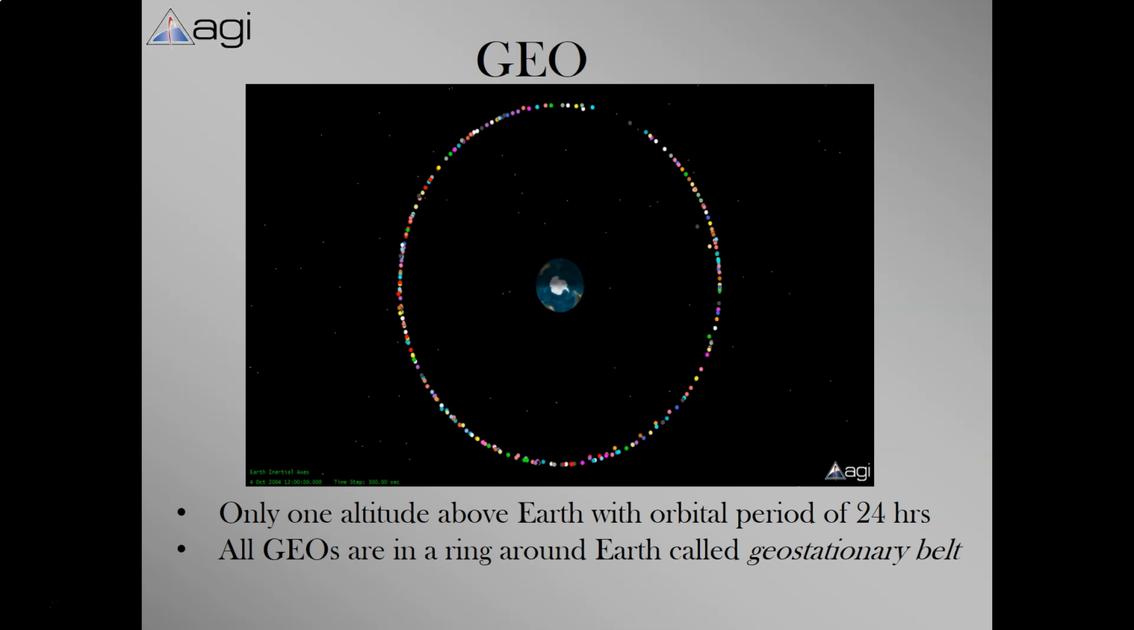There is only one altitude above Earth with an orbital period of 24 hours, and that is the geostationary belt. All geostationary orbits are in a ring around Earth that we call the geostationary belt. Space there is a finite resource, and it's getting crowded very quickly.